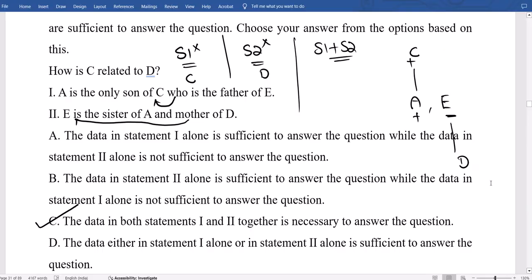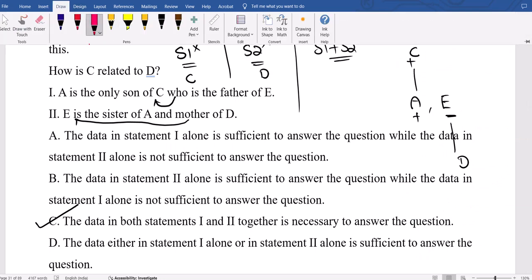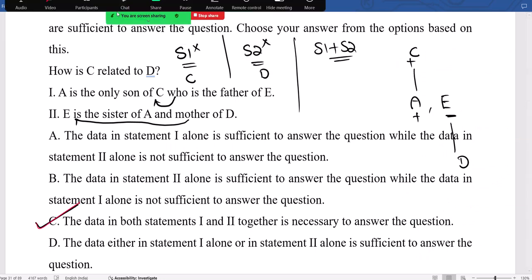Are you understanding this? Both statements put together we can answer.